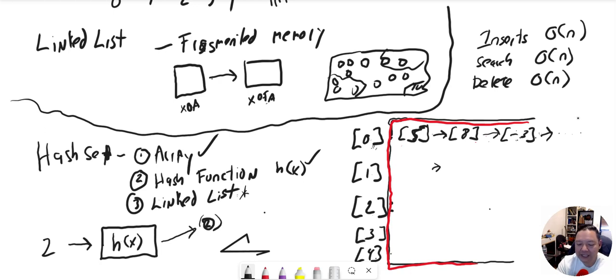But the average case, for insert, search, and delete, is actually O of 1. Which is really good. Even the worst case of O of n for insert, search, and delete is pretty good. I would kill for an O of n algorithm for any problem I solve. So it's very, very well designed.